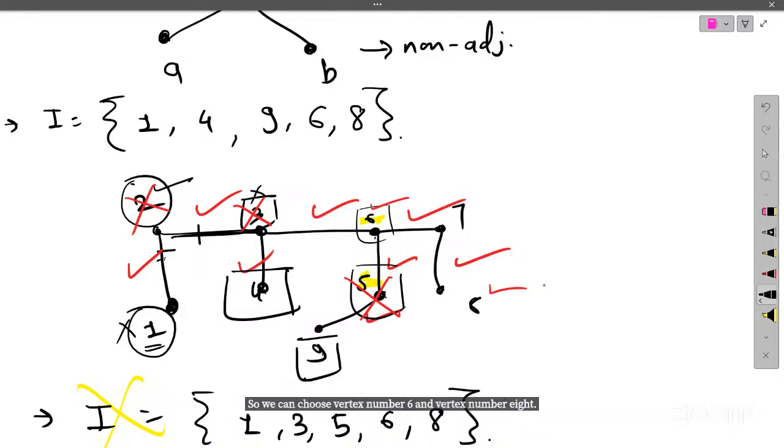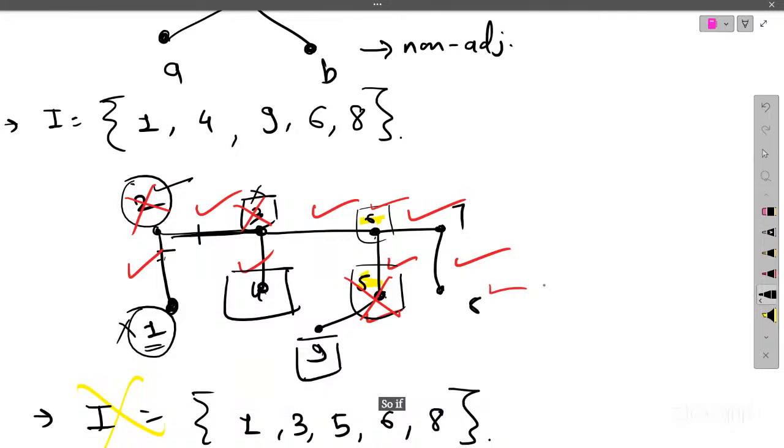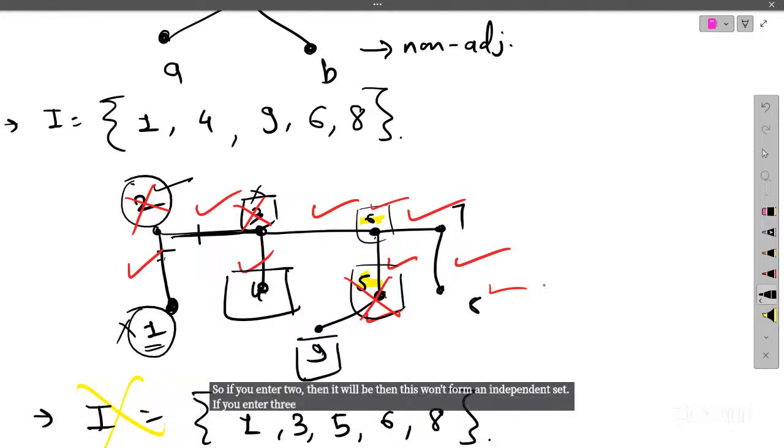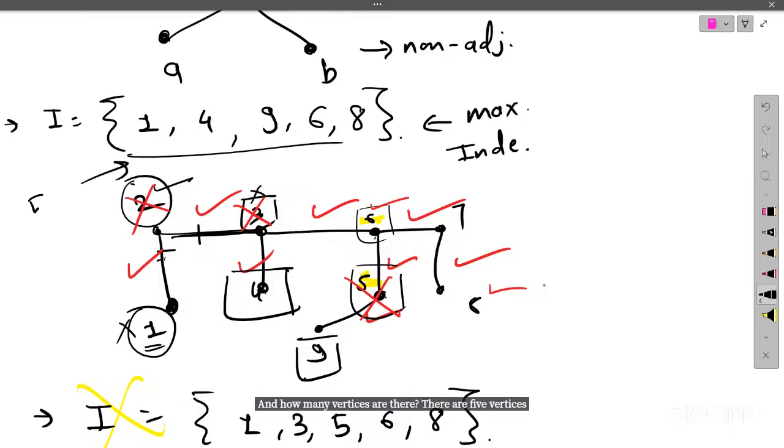So now in this set, if you try to insert one more element or one more vertex, what are the vertices which are missing? 2 is missing. So if you add 2, then this won't form an independent set. If you add 3, then this won't form an independent set either. So that means this is a maximum independent set. And how many vertices are there? There are 5 vertices in our maximum independent set.